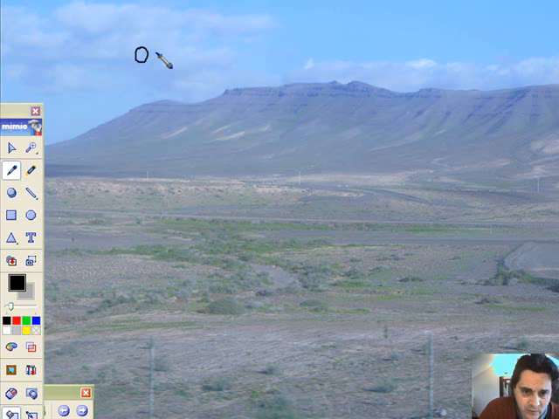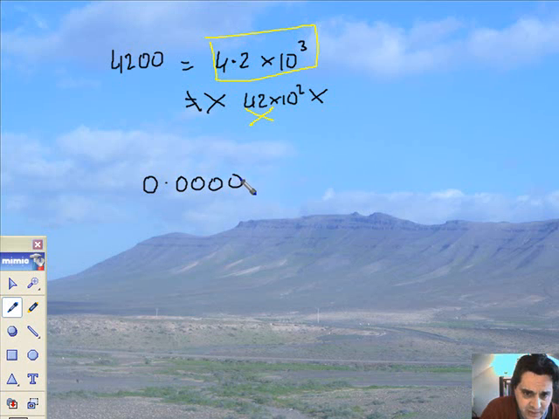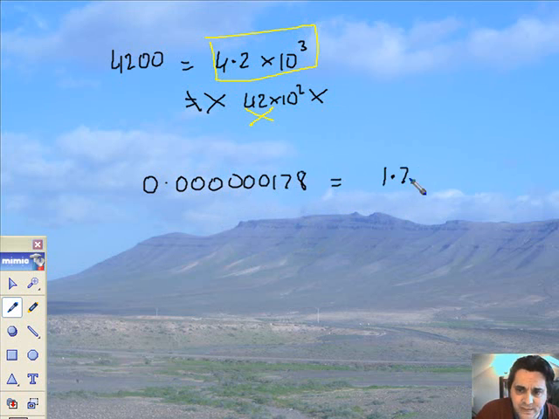Look at this one. 0.0000001234 00178. I'm only going to give you one example because we've done it before. Equals, well, follow the rules. 1.78 times 10 to the power of. Now start here, right there. Okay, go back 1, 2, 3, 4, 5, 6, 7. 10 to the power of negative 7, and that's shorthand for all these little zeros there.